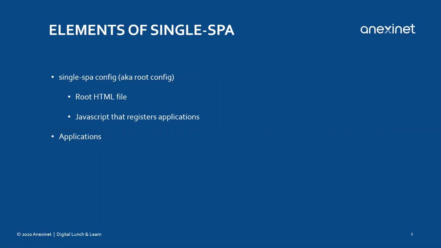As far as the different elements that make up Single-spa, there's really two main elements. First is the Single-spa config, which you'll usually see referred to as a root config. That is the root HTML file that is shared by all the Single-spa applications. And it's also some JavaScript that registers applications with Single-spa. The other element of Single-spa are applications, which you can have n number of. Each one is an entirely separate SPA unto itself, which can respond to URL routing events. And it implements a few functions that interact with the DOM that we'll talk about in a little bit.